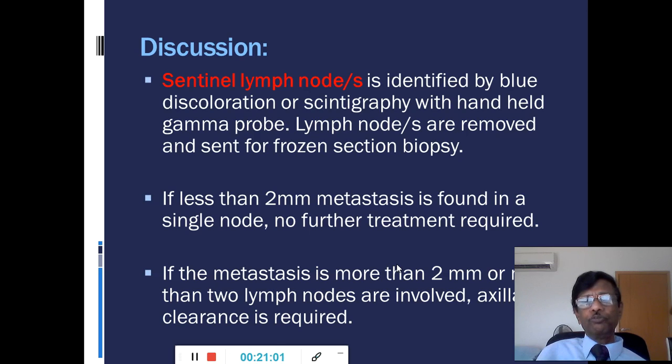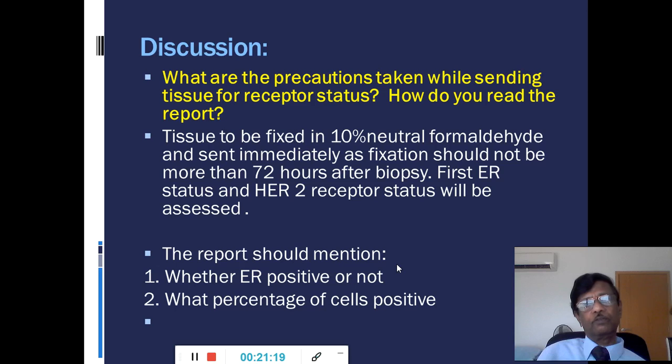If less than 2 millimeter metastasis is found in a single node, there is no further treatment required. If the metastasis is more than 2 millimeters or more than 2 lymph nodes are involved, axillary clearance is required.